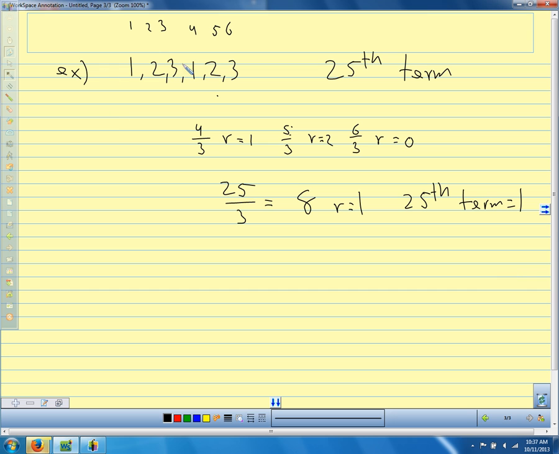So if our pattern repeated every 4, we would divide the number by 4 and look at the remainder. 6, divide by 6 and look at the remainder. We could do that for any kind of pattern that repeats this way.